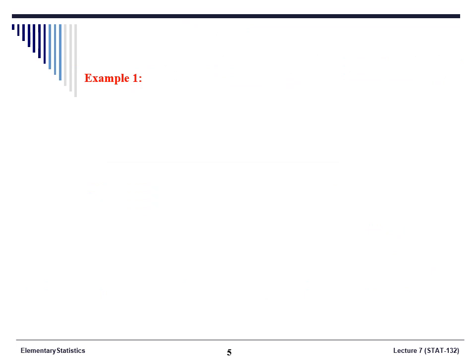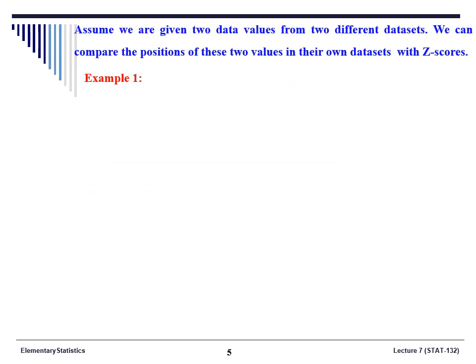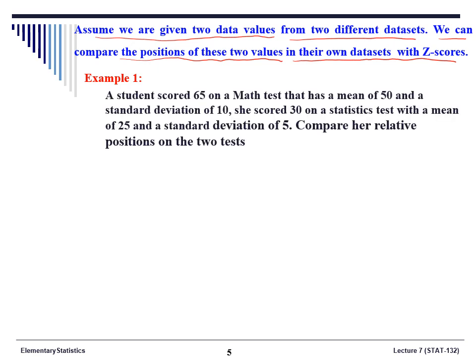Okay, now let's see how we use z-scores in practice. Assume we are given 2 data values from 2 different data sets, and then we can compare the positions of these 2 values in their own data sets with z-scores. So let's see this in an example. A student scored 65 on a math test that has a mean of 50 and a standard deviation of 10. And she scored 30 on a statistics test with a mean of 25 and a standard deviation of 5. Compare her relative positions on the 2 tests.